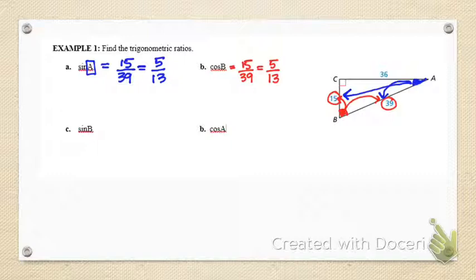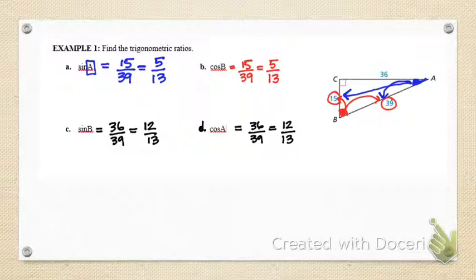All right, go ahead and pause the video, try parts C and, oh, looks like this guy's a D. Try parts C and D on your own, and then resume the video and check your work. Okay, you should have found that C was 12 over 13 and D was also 12 over 13.